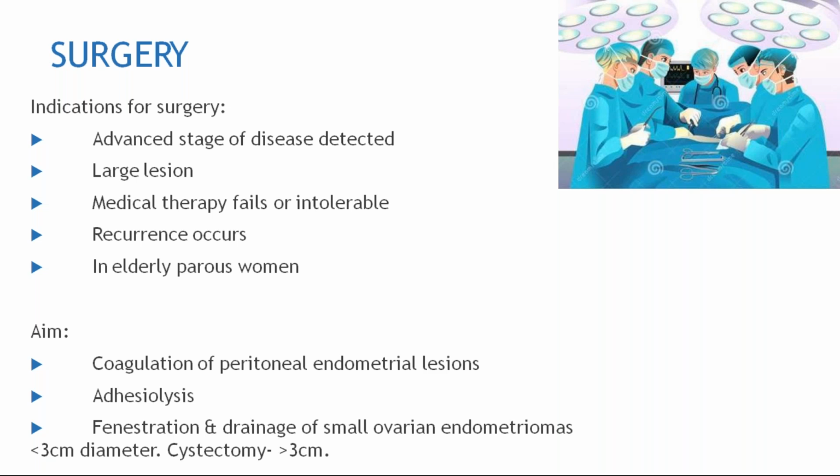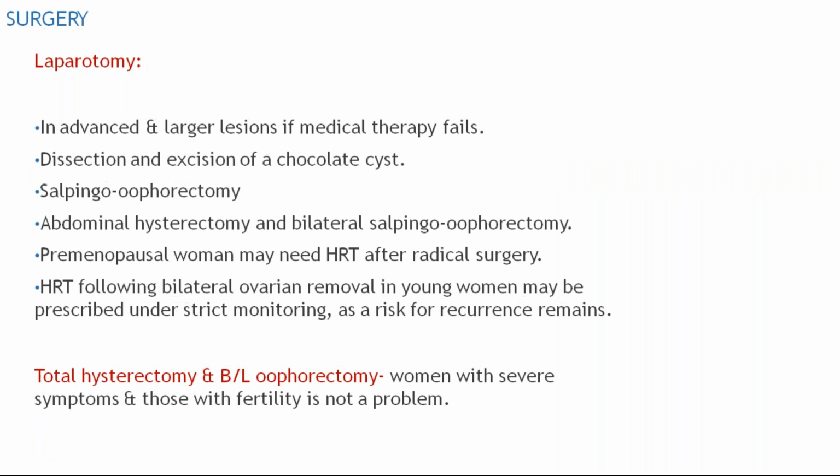What is the aim? Coagulation of the peritoneal endometrial lesions. Adhesiolysis: if you find adhesions, you can release them. If you find lesions less than 3 cm, you can go for coagulation of those lesions, and fenestration and drainage of endometriomas less than 3 cm. If it is a chocolate cyst of more than 3 cm, you have to go for complete cystectomy.